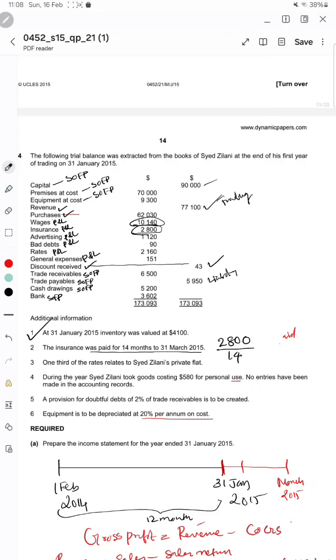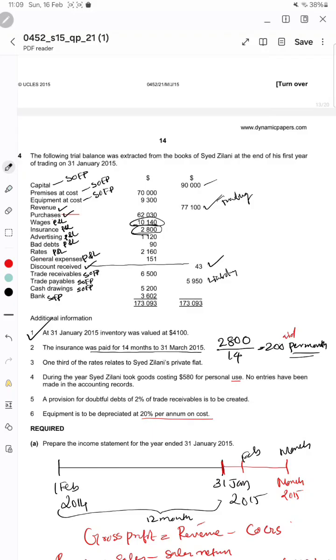So you will get each month how much is the insurance. Okay. So 2,800 divided by 14 will be 200 per month. This is the insurance amount per month. So we have 2 months here, this February and March, because you paid till March. So this February and March, that is 2 months, is prepaid. So that is not related to this year.